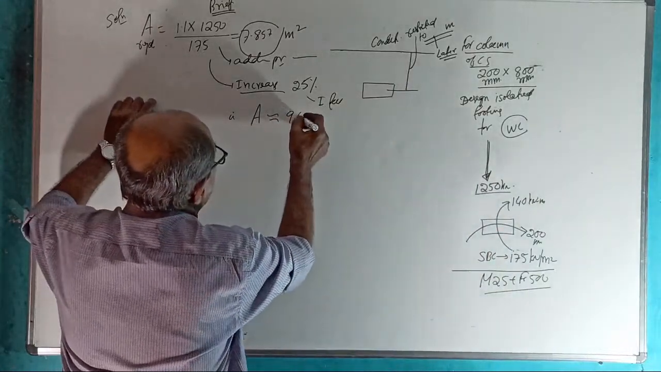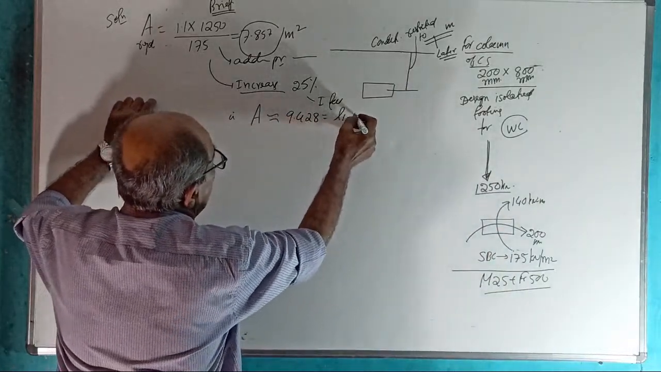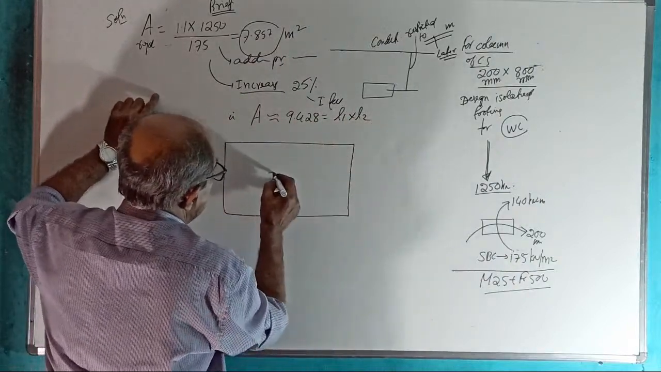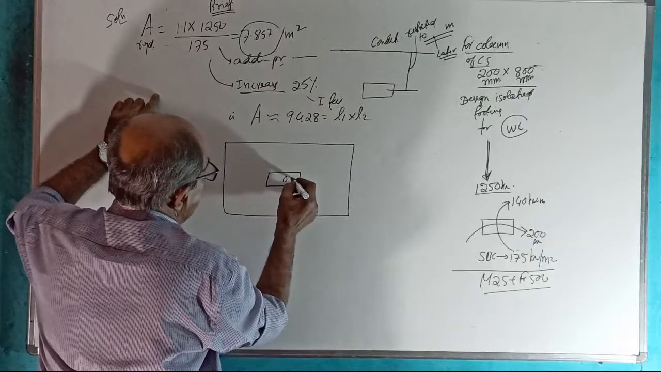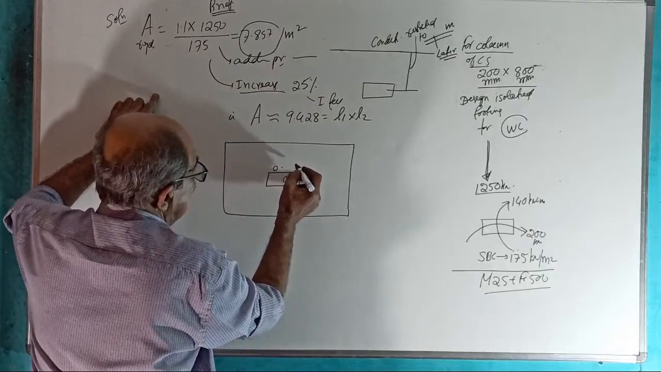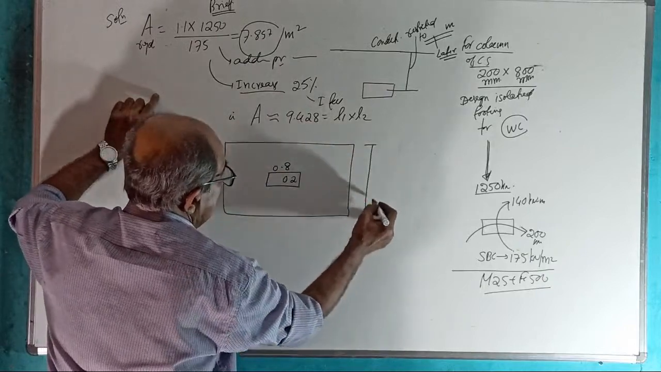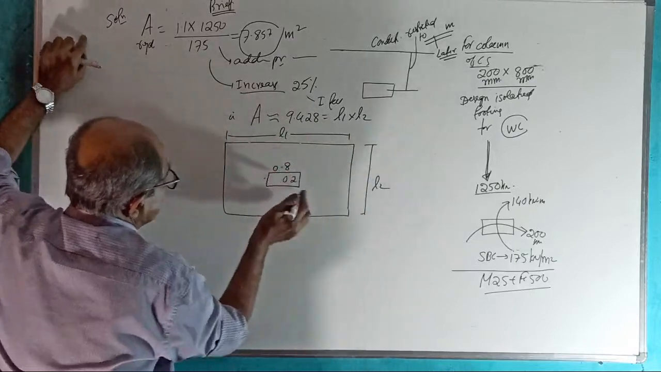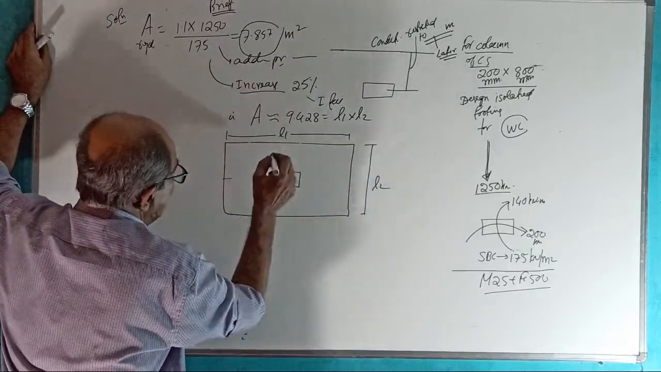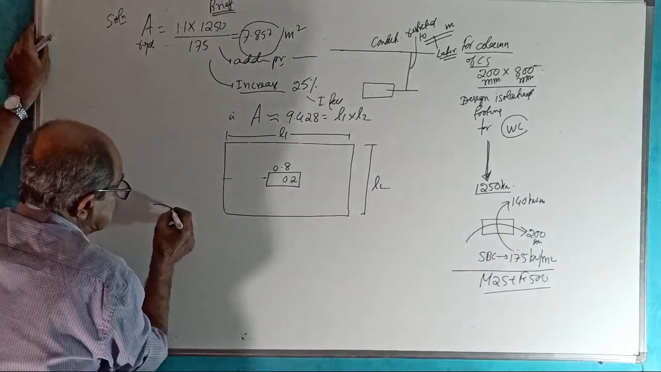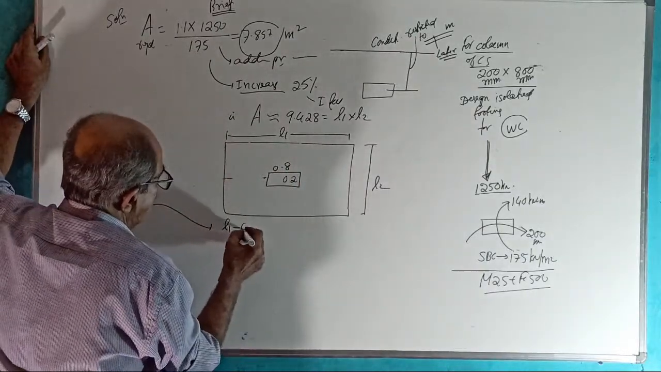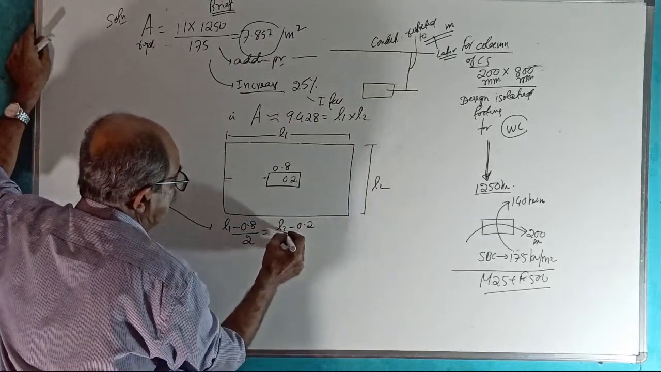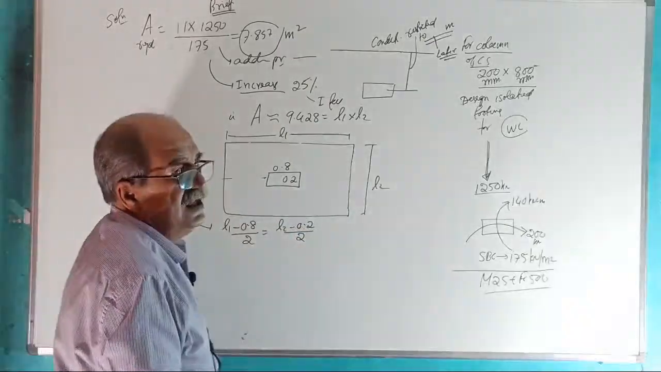The area is 9.428, equal to L1 into L2. Now, one sketch here. Actually use Excel. This is 0.2. This is 0.8. This is your L2. This is your L1. Now, equate the projections. After writing all the story, you write L1 minus 0.8 divided by 2 equal to L2 minus 0.2 divided by 2. Clear or not?